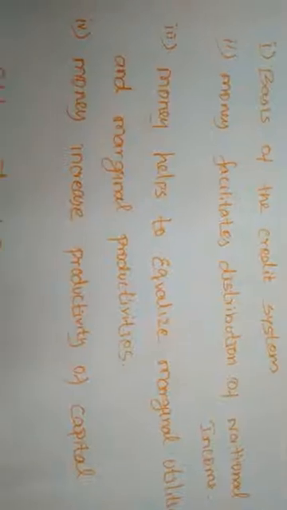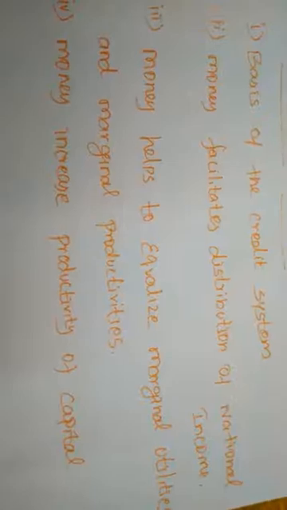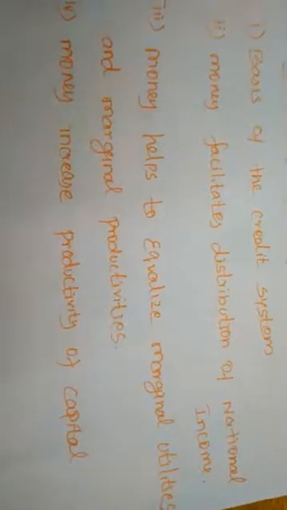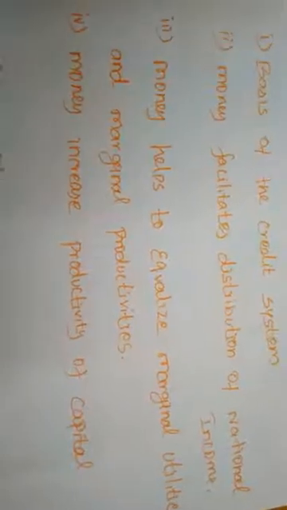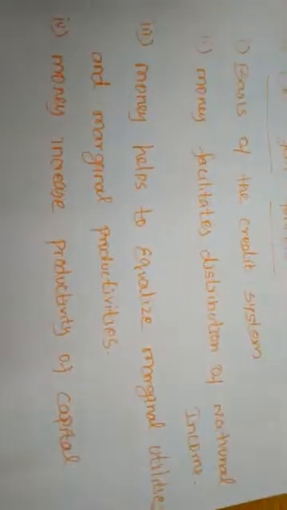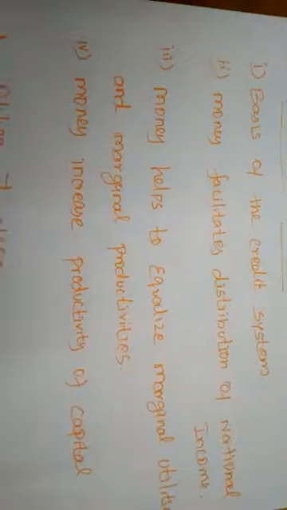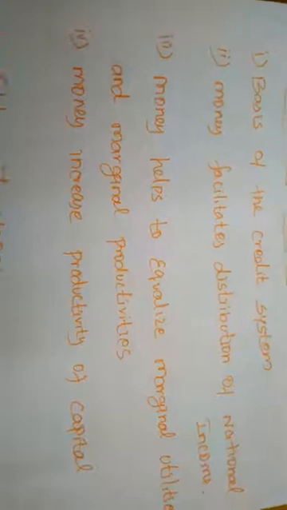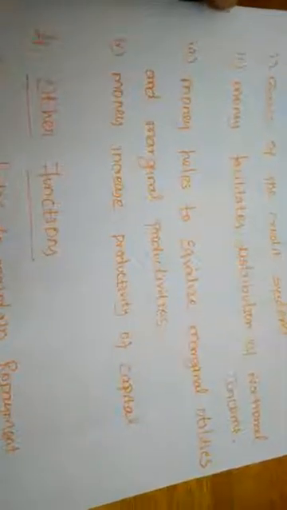But nowadays all the factors of production can get their remunerations in the form of money. Land, labor, capital and organization get back rent, wage, interest and profit. So money also facilitates the distribution of national income. Now all the factors of production can get back their remuneration in the form of money without any trouble. Next, the third one: money helps to equalize marginal utilities and marginal productivities.